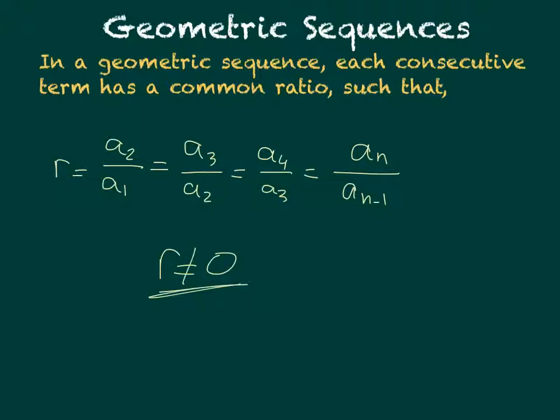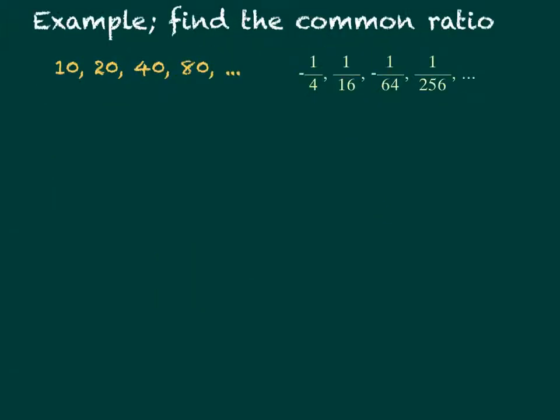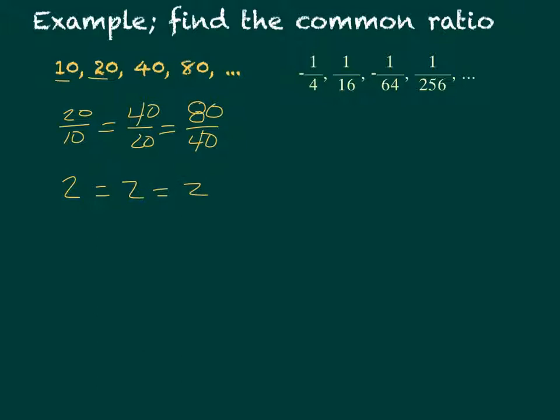r can never equal 0. For these first couple examples, we just want to find the common ratio. So we're going to take the second term and divide it by the first term. So 20 divided by 10, does that equal 40 divided by 20? And does that equal 80 divided by 40? Well, if you simplify all those out, you get 2 equals 2 equals 2. So yes, we have a common ratio of 2. So my r is equal to 2.